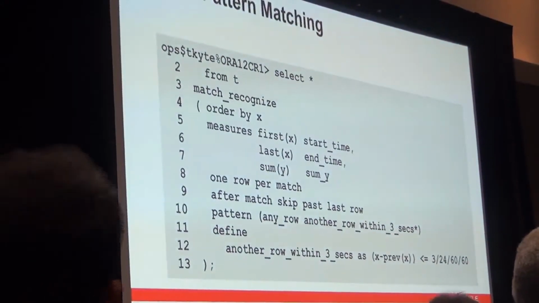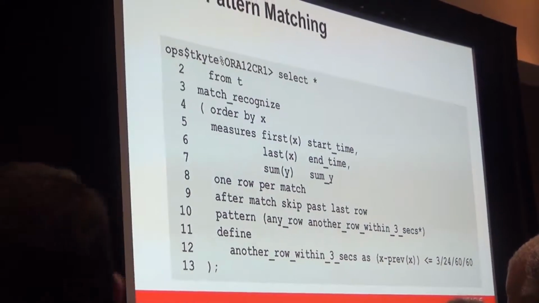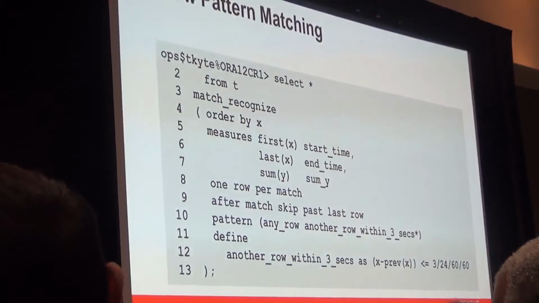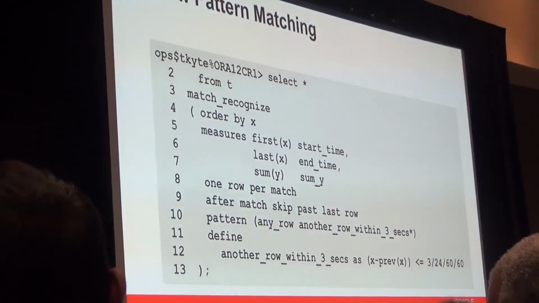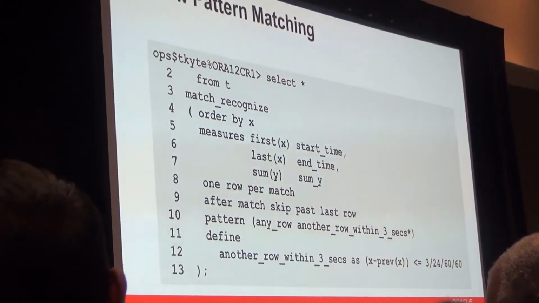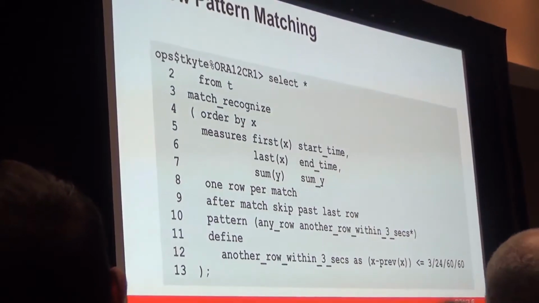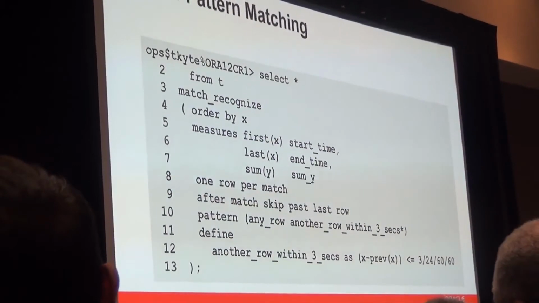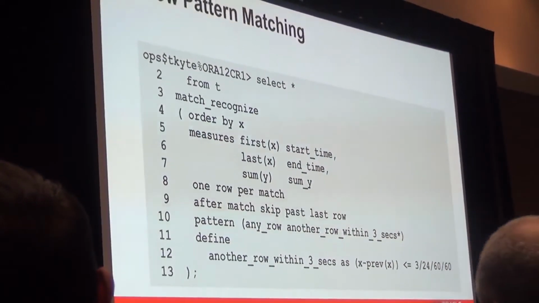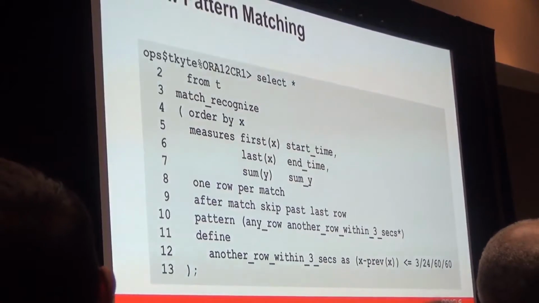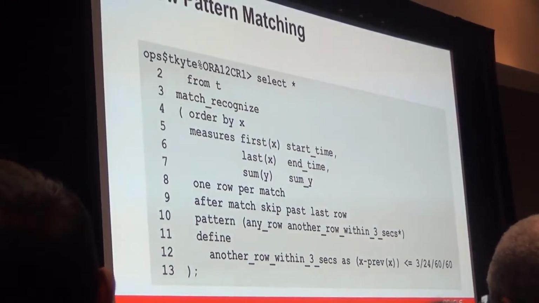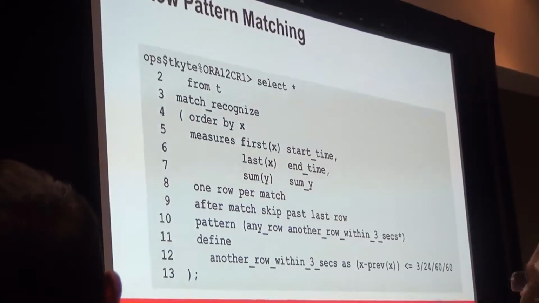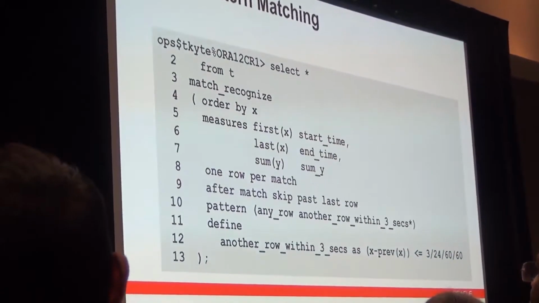I want to take those 3 rows and output them as a single row. This is what I did on line 8, one row per match. So I took my entire pattern and said, I'm going to aggregate it. I just want 1 record out of this. The measures, lines 5, 6, and 7, tell me what I want to output. I'm using the first built-in function. Give me the first timestamp you saw in this pattern. Give me the last timestamp you saw in this pattern. And give me the sum of all the y's you found in this pattern. So this does exactly what that analytic function does, but it does it in one pass.